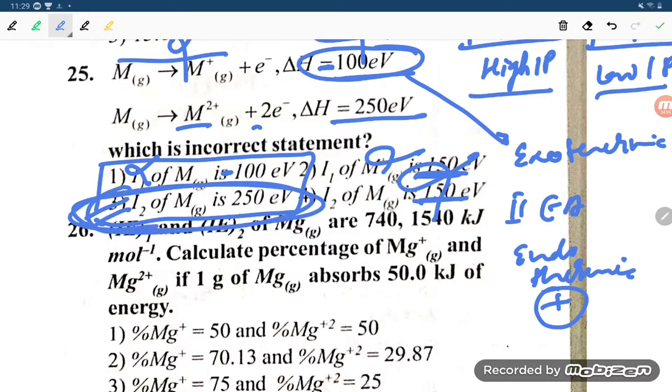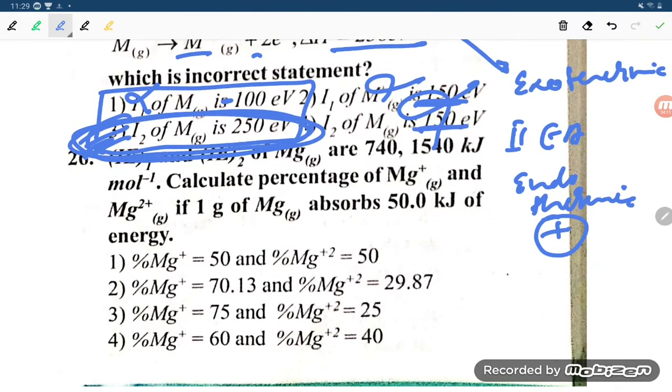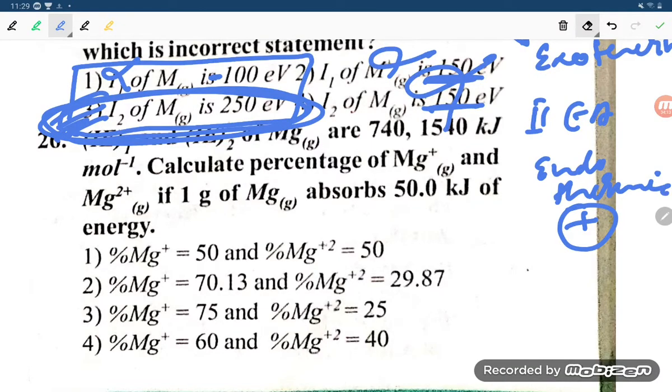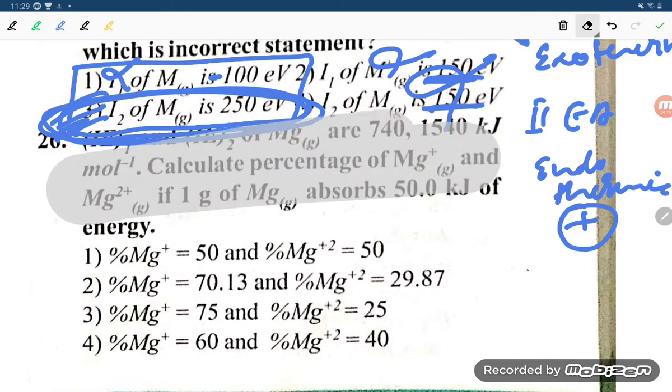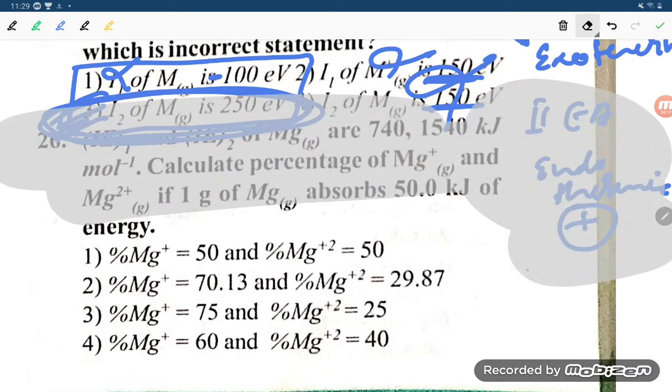It's a very nice question, student. Sometimes students answer first and third both, but the first is wrong, student. The negative sign is not there. Okay, let us move to the next question. If you are going to the next question, student, how will you answer it? This is question number 26.